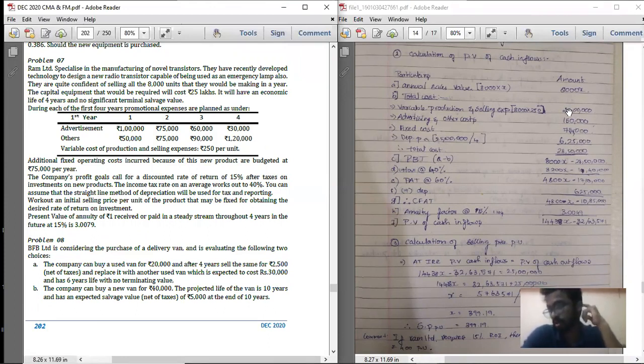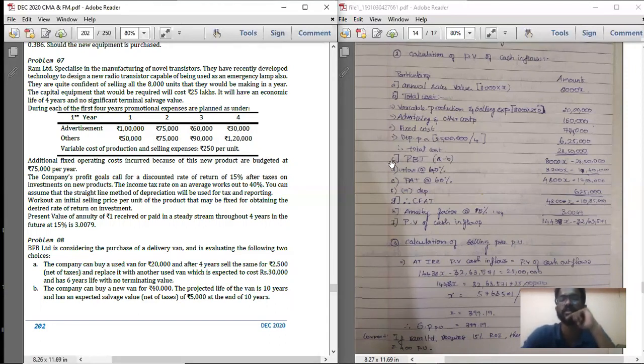Now total the cost. Total cost alone: 20 lakhs plus 1 lakh 50,000 plus 75,000 plus 6 lakh 25,000. You are getting 28 lakh 50,000. In the amount column, total it as 28 lakh 50,000. In respect of the 28 lakh 50,000, record therefore total cost.